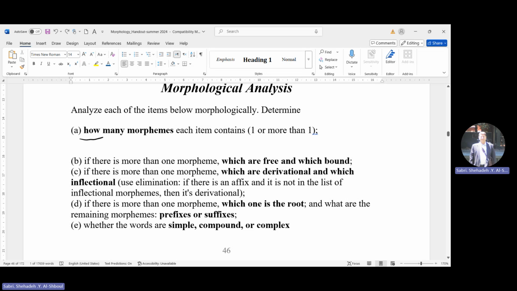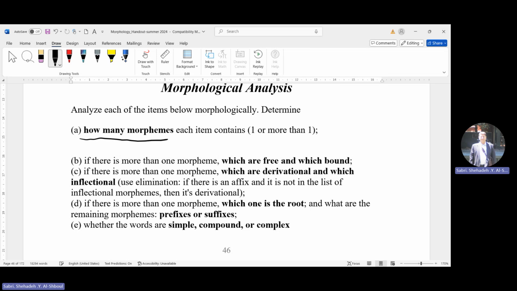So how many morphemes? We should count the number of morphemes. If there is more than one morpheme, we have to decide which morphemes are free and which are bound, which can stand by themselves, and which cannot stand by themselves and need to be attached to other stems or roots. If there is more than one morpheme, we have to determine also which morpheme is derivational, that changes the part of speech, and which is inflectional, which is paradigmatic versus syntagmatic.